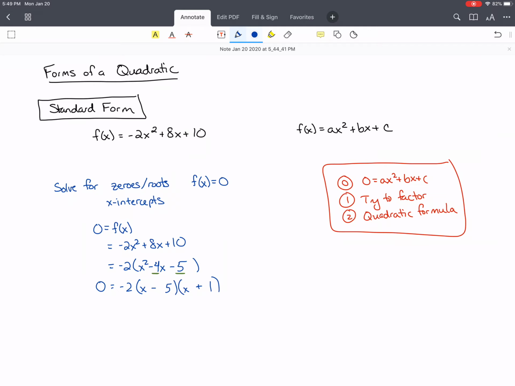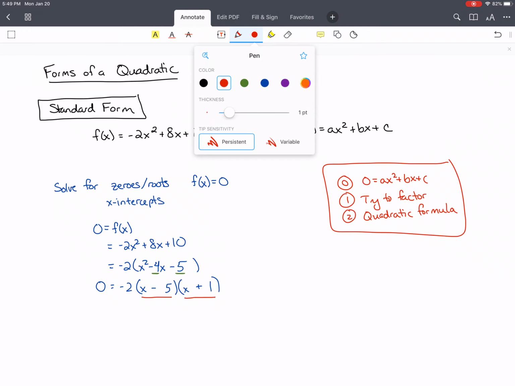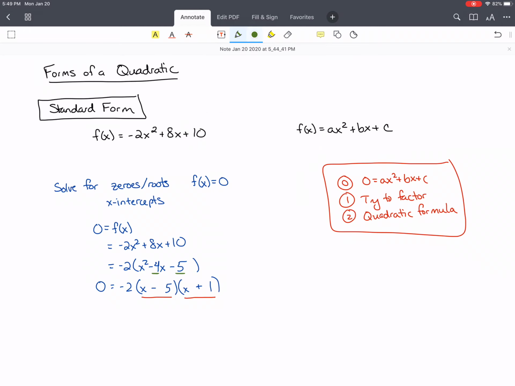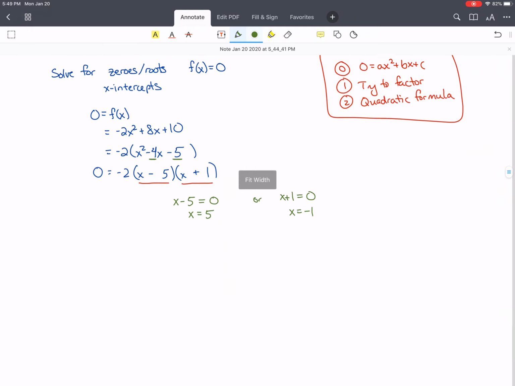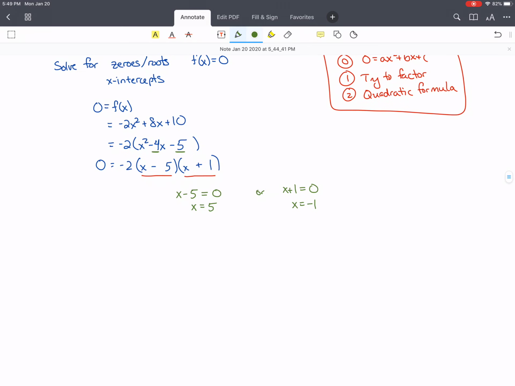is my equation. Now for this to be 0, either x minus 5 is going to be 0 or x plus 1 is going to be 0. Because if they're both non-zero, they'll multiply to something non-zero. Which means my equation becomes x minus 5 equals 0. Add 5 to both sides tells me x is 5. Or x plus 1 equals 0. Subtract 1 from both sides tells me x is negative 1. So my zeros are x is 5 and negative 1.